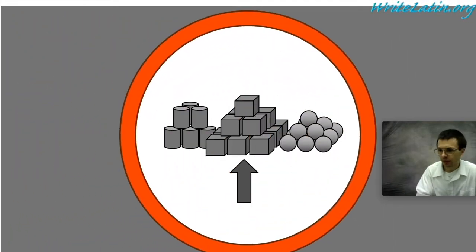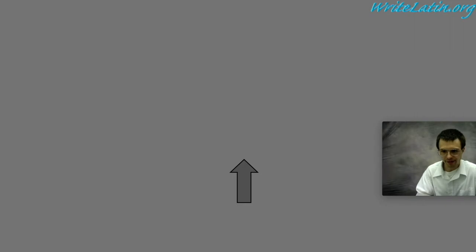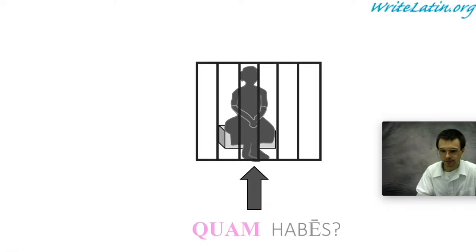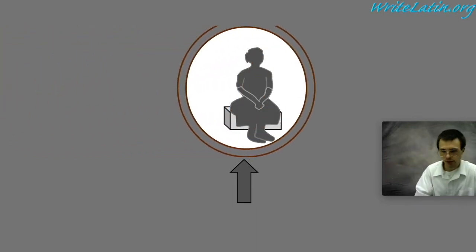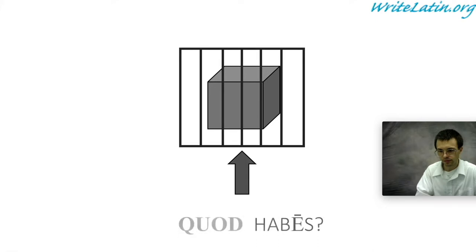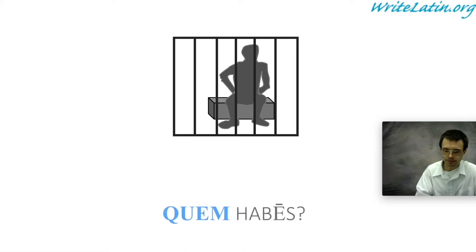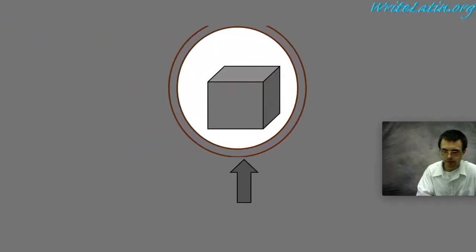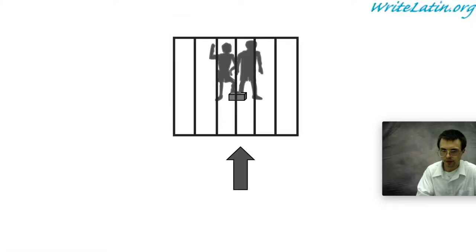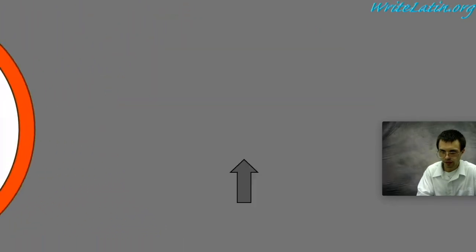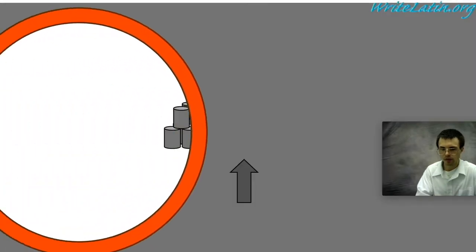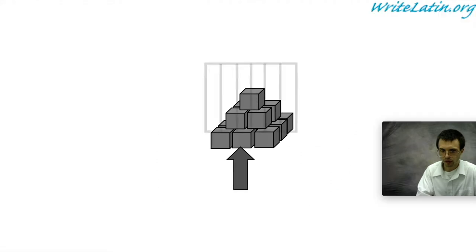What would this be? Hope you got it. A guy. Good. A girl. One guy. Plural things. Guys. Gals. Plural things.